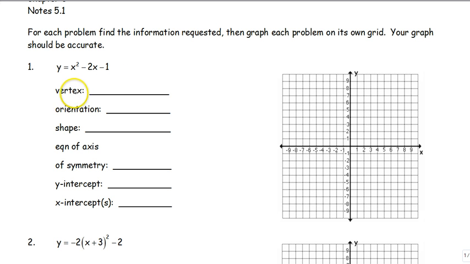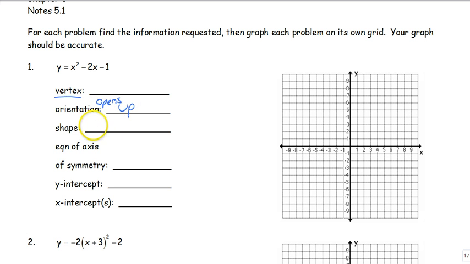Things that we need to look for: the vertex, or the bottom or the top of the U. Orientation is up or down. Shape is narrow, normal, wide, like we were doing before. And in fact, we could already do that. It kind of follows the same rules as the absolute value function. So, orientation. If it's positive in the front of the x squared, it's going to be up. It opens up, I should say.